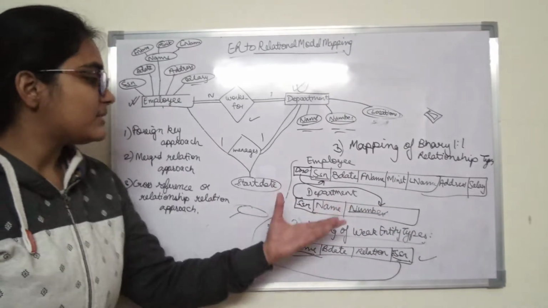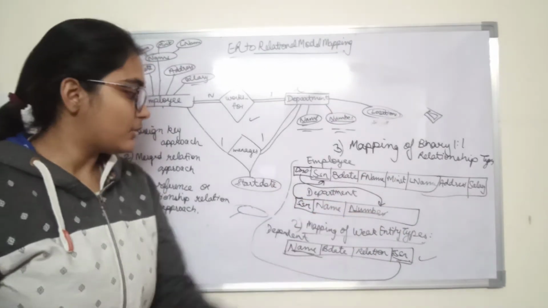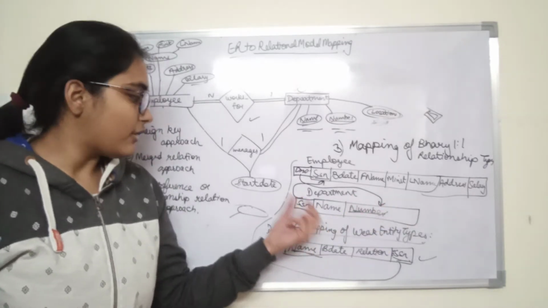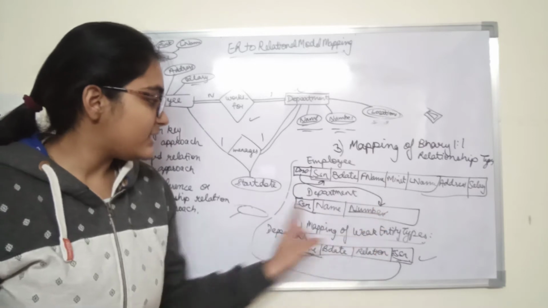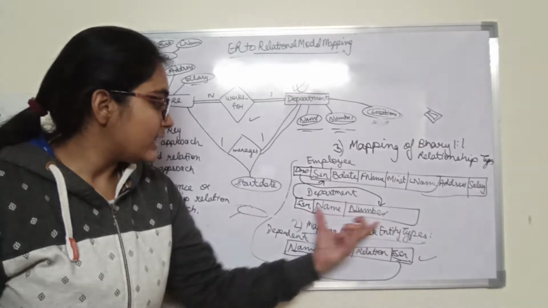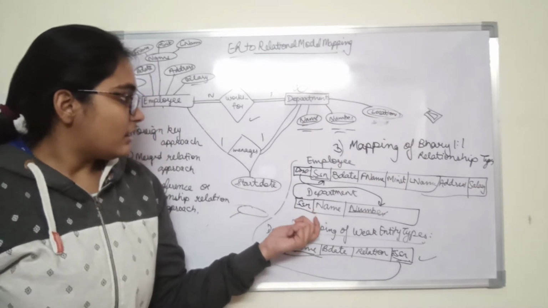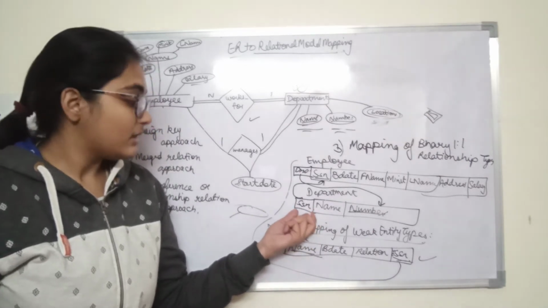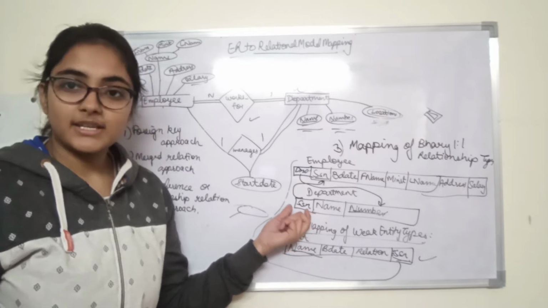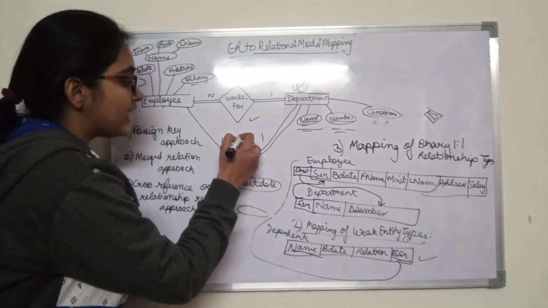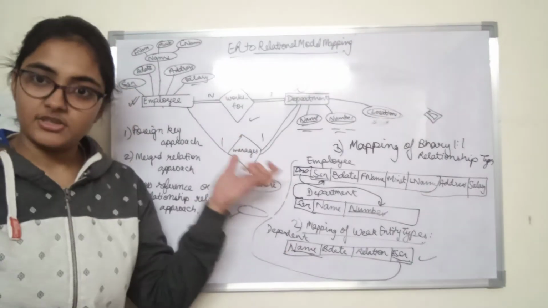So what does it represent? In case we include the foreign key in the department relation, it means for every department tuple we are recording the social security number of the manager of this department, right? Why? Because we are depicting the relationship type manages, right?